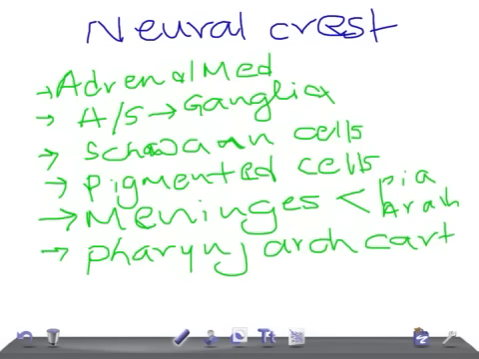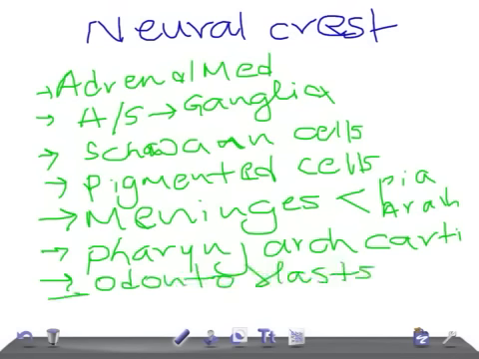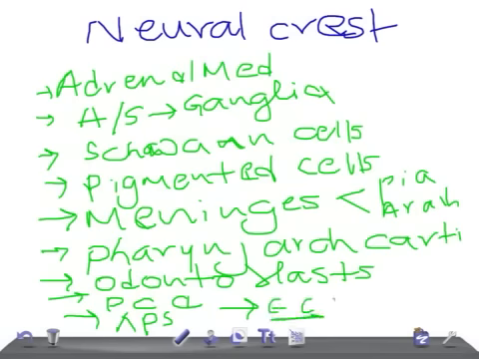Then we have odontoblasts, then parafollicular C cells. The other two are the aorticopulmonary septum and endocardial cushion. So you know about the aorticopulmonary septum, right? And the last one is endocardial cushions. The endocardial cushion, I think you remember some disease in the heart, right? That's very common. Can you guess? That's left to you guys.